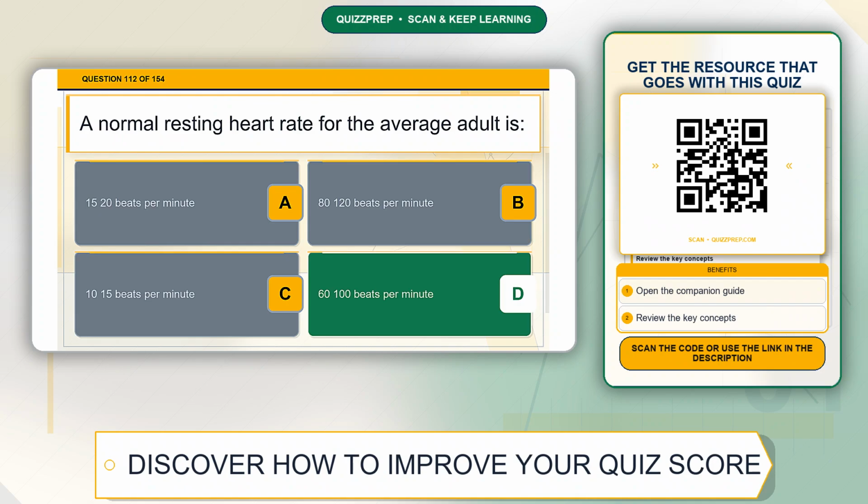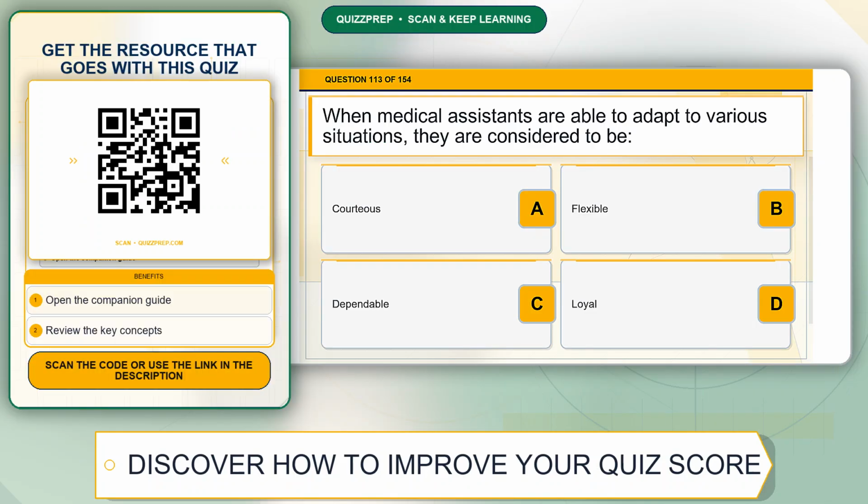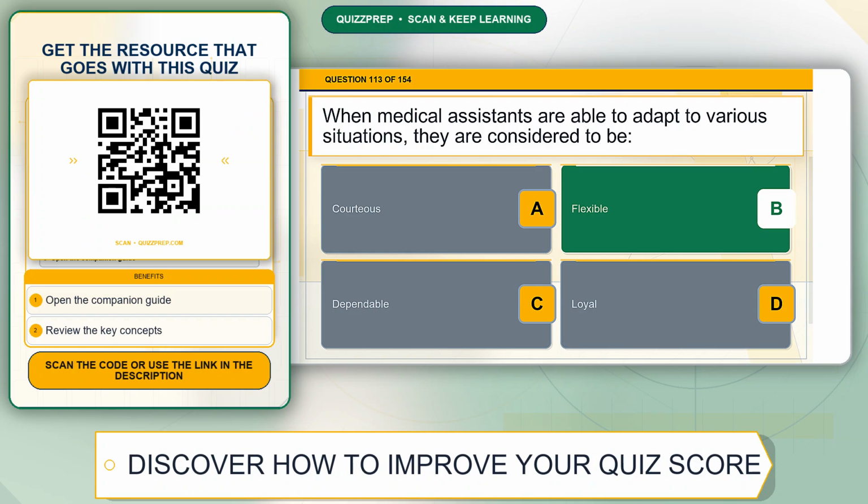Option D, 60-100 beats per minute. The correct answer is option D, 60-100 beats per minute. Explanation. A normal resting adult heart rate is commonly taught as 60 to 100 beats per minute, with individual variation based on age, fitness, medications, and health status. Question 113. When medical assistants are able to adapt to various situations, they are considered to be: Option A, courteous. Option B, flexible. Option C, dependable. Option D, loyal. The correct answer is option B, flexible.